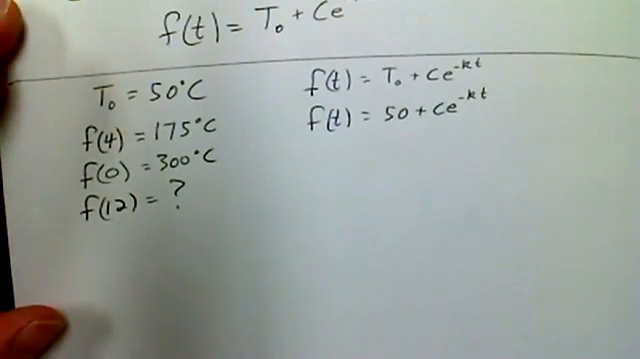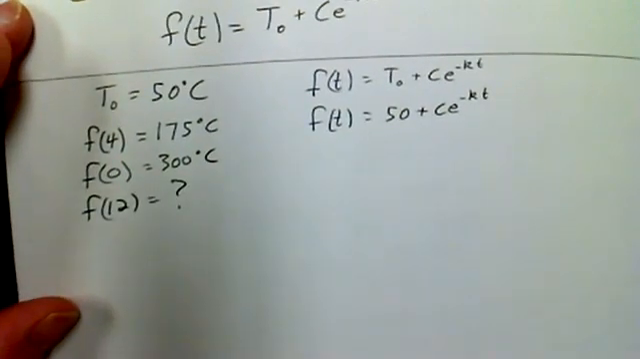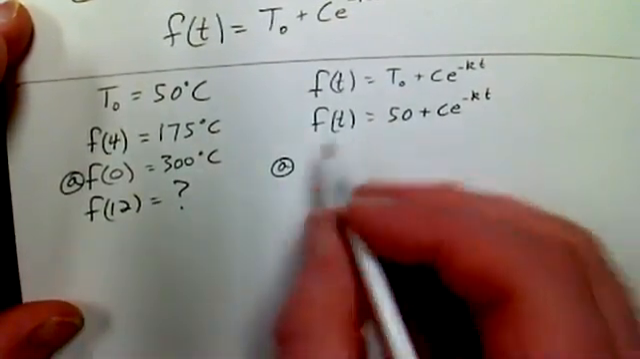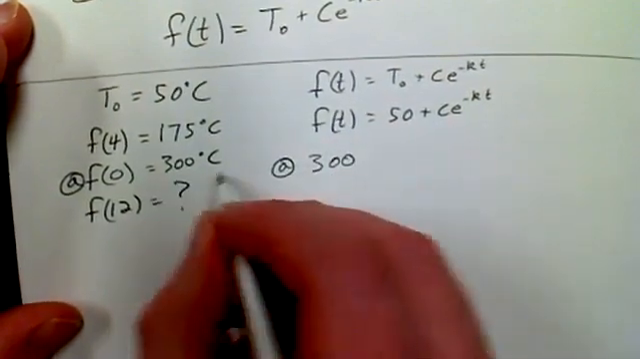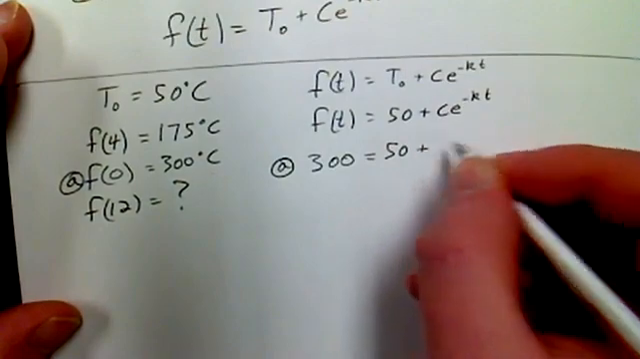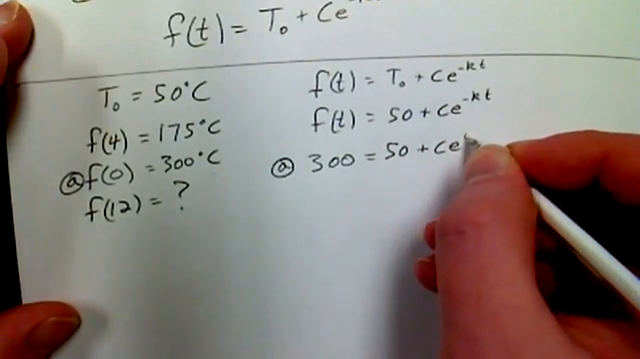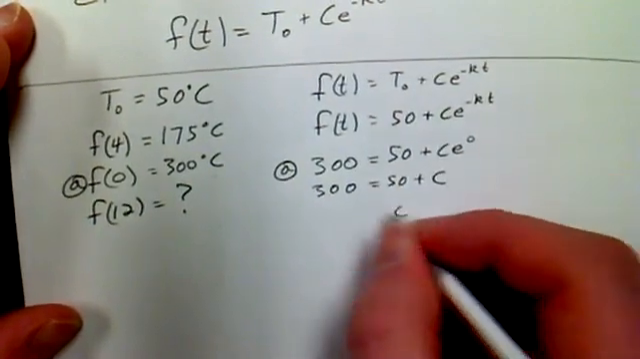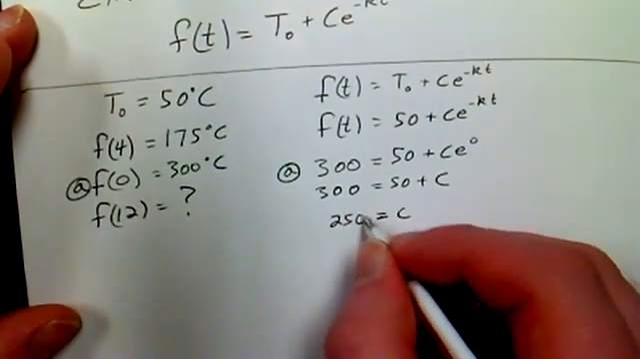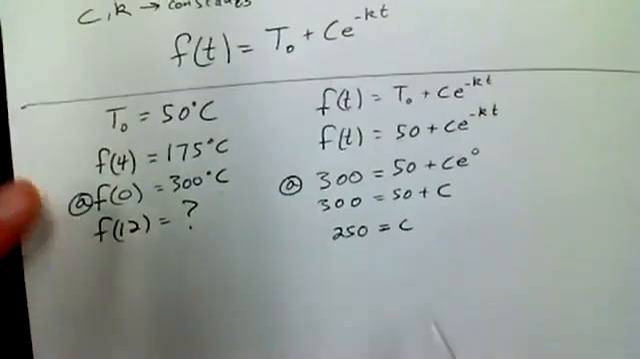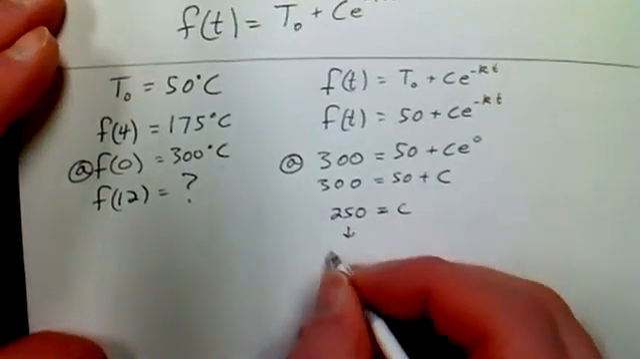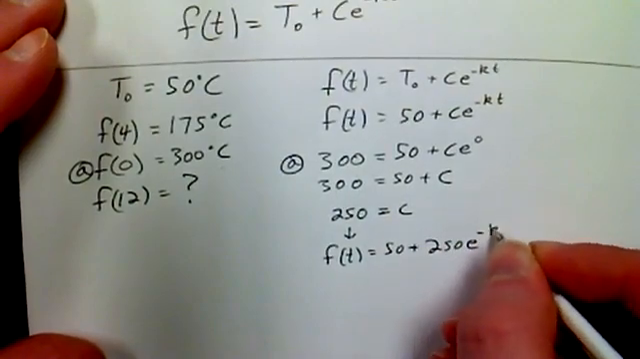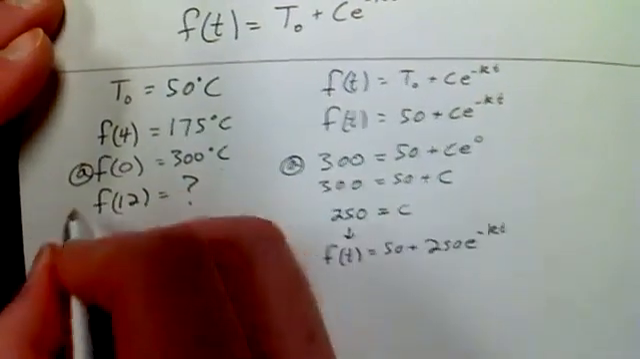Now I'm going to use this bit of information right here. Let's call it A. If I use A, F of 0 equals 300, the function value is equal to this when t is 0. C e to the 0, so 300 equals 50 plus C. I just determined C. C is equal to 250. See how I used A to determine what C is. Now my model is F of t equals 50 plus 250 e to the negative kt. The only constant I don't know is K.